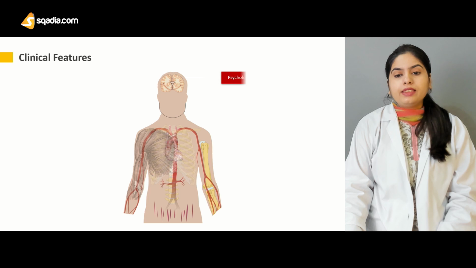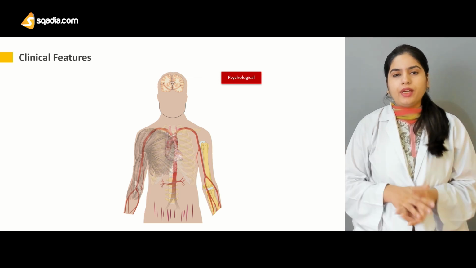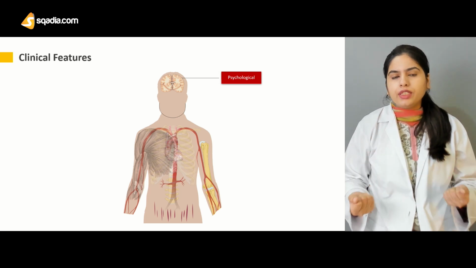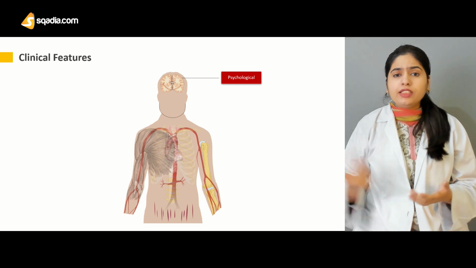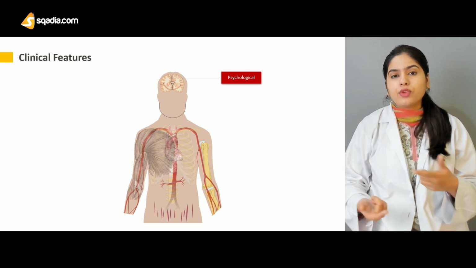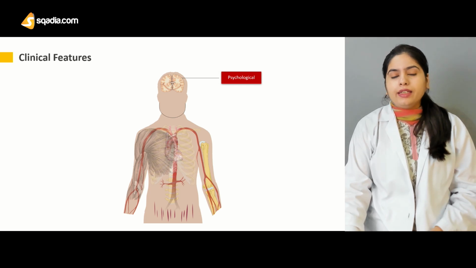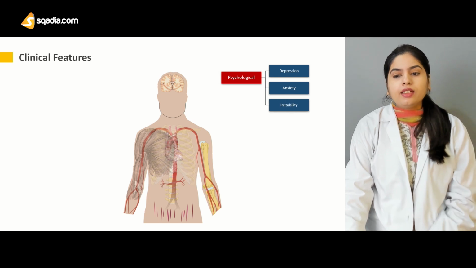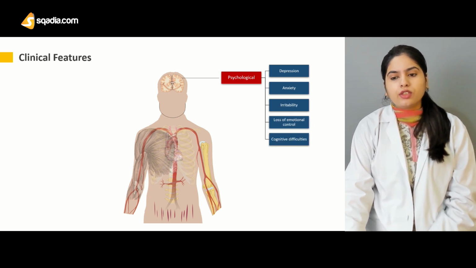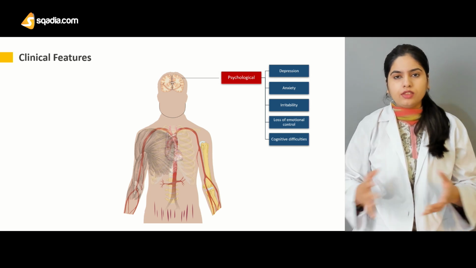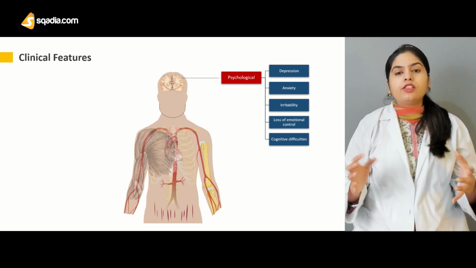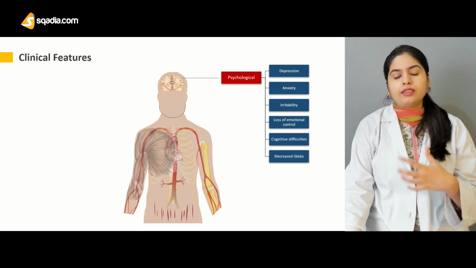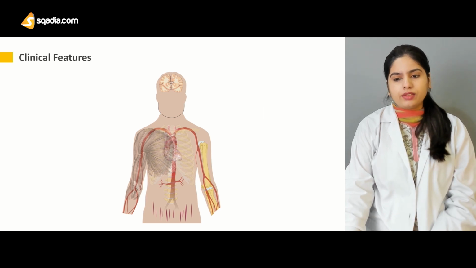First of all, let's see its psychological impact. Now, when there is a condition of stress, obviously it is going to affect the brain, the way the brain is working, the release of the neurotransmitter and the passage of impulse. All of these things will be affected, and this will lead to symptoms like depression, anxiety, irritability, loss of emotion control, and cognitive difficulties. So the patient who is suffering from Cushing syndrome may experience such psychological symptoms. Also, the libido will be decreased.